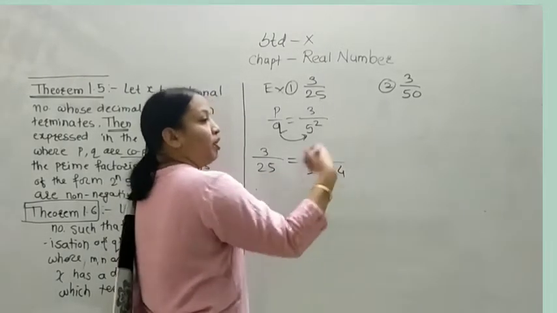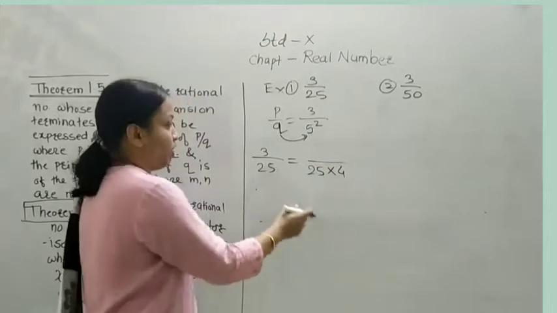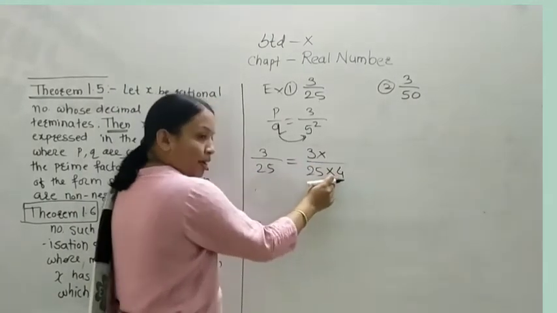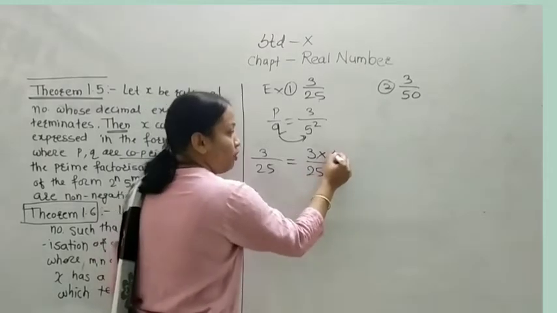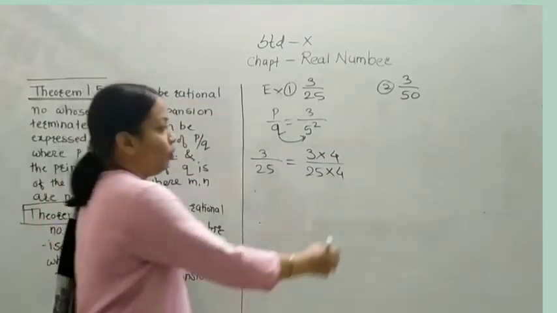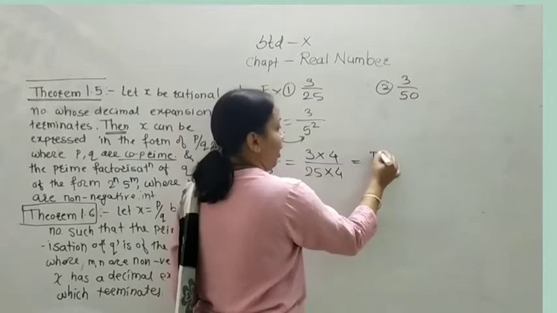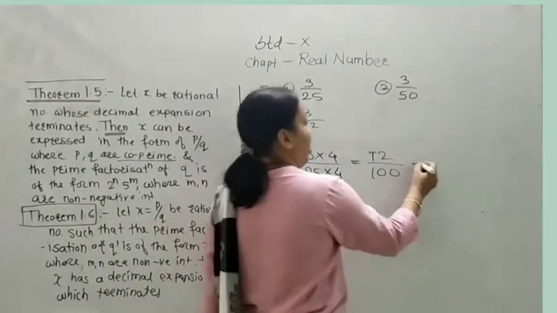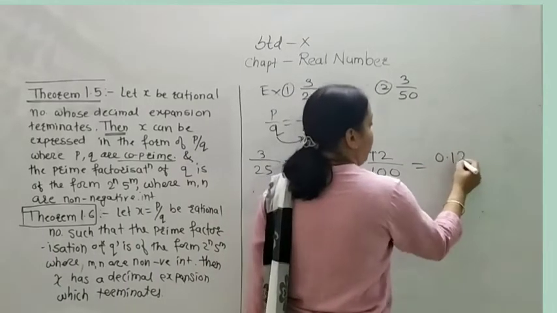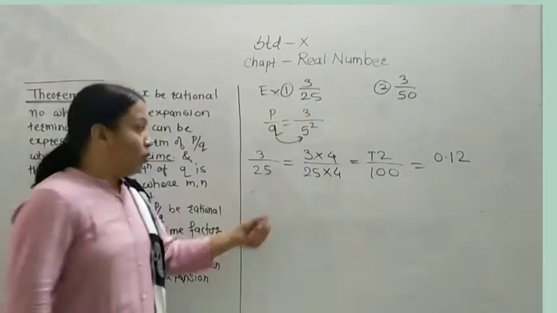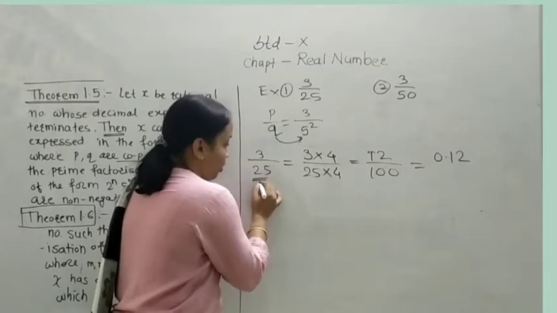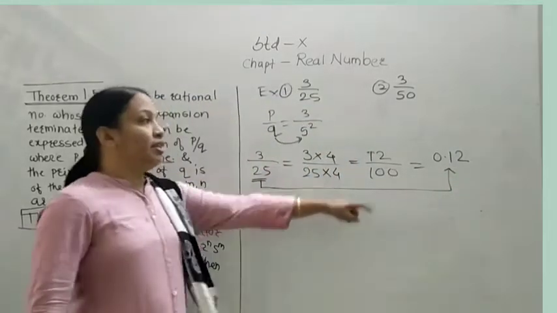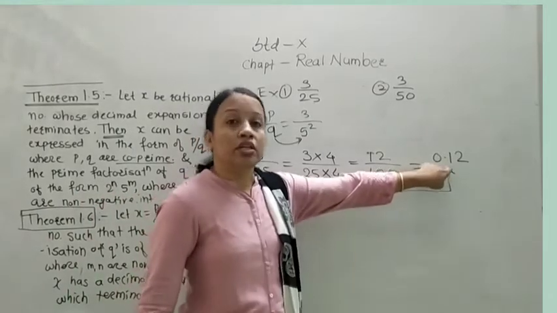Okay, and to convert them into the decimal, you have learned this method. See, this is another method. Now 3, as you multiplied by the 4, here also you have to multiply by the 4. Now you can observe that it is 12 upon 100, and this can be written as 0.12. Is it?